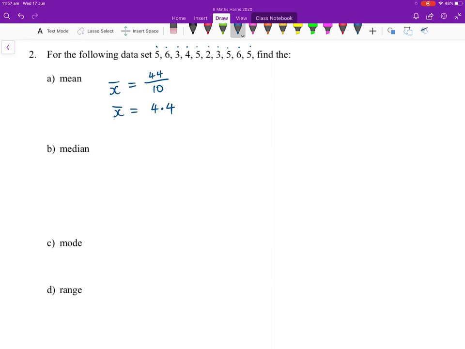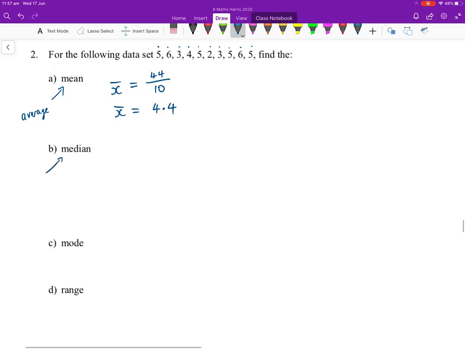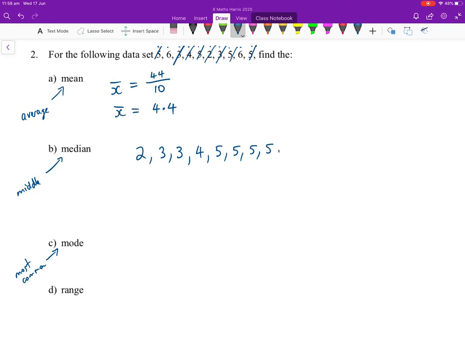Now to get the median, so this is the average, remember, mean is the average, the median is the middle, and the mode is the most common. So to get the median for part B, I need to write the numbers in order. So the smallest number is 2. Then I have 2 number 3s. I have a number 4. I have 1, 2, 3, 4 number 5s. And 2 number 6s. So there are my numbers in order.